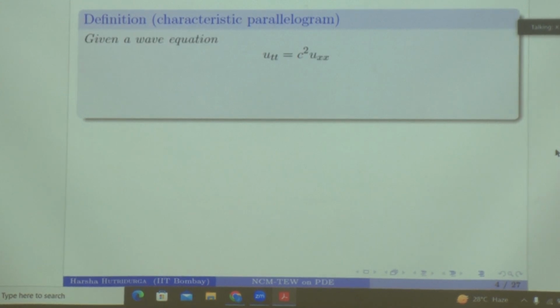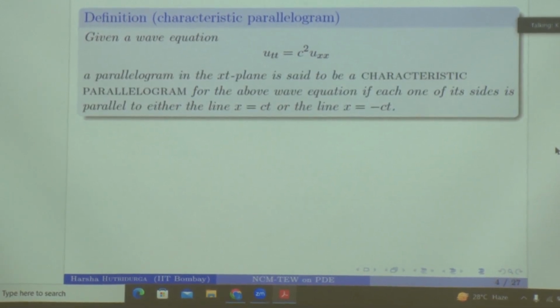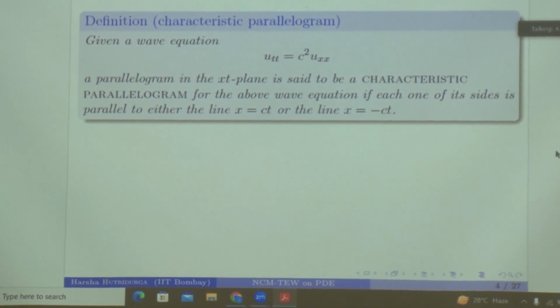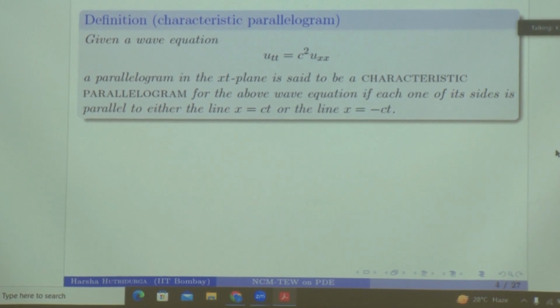If you are given a wave equation, this is our standard wave equation that we have been seeing for the past 2 days, utt is equal to c square uxx. Corresponding to this equation, we say that a parallelogram on the xt plane is the characteristic parallelogram. We all remember from school days, right? A parallelogram has 4 sides and 2 sides are parallel to each other.